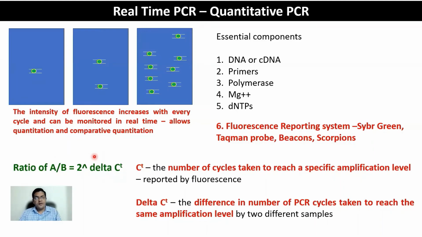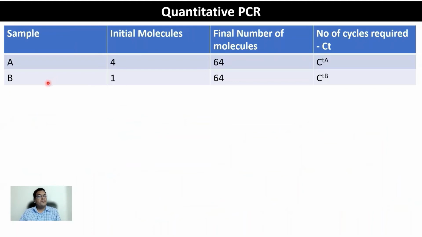So now let's follow it better with an example. Here is a simple example of quantitative PCR. You have two samples, A and B. The initial number of molecules for A is 4. The initial number of molecules for B is 1. The final number of molecules that we're looking at is 64 for both A and B. The number of cycles required by A to reach 64 is known as CTA. Likewise, the number of cycles required for B to reach 64 molecules is known as CTB.